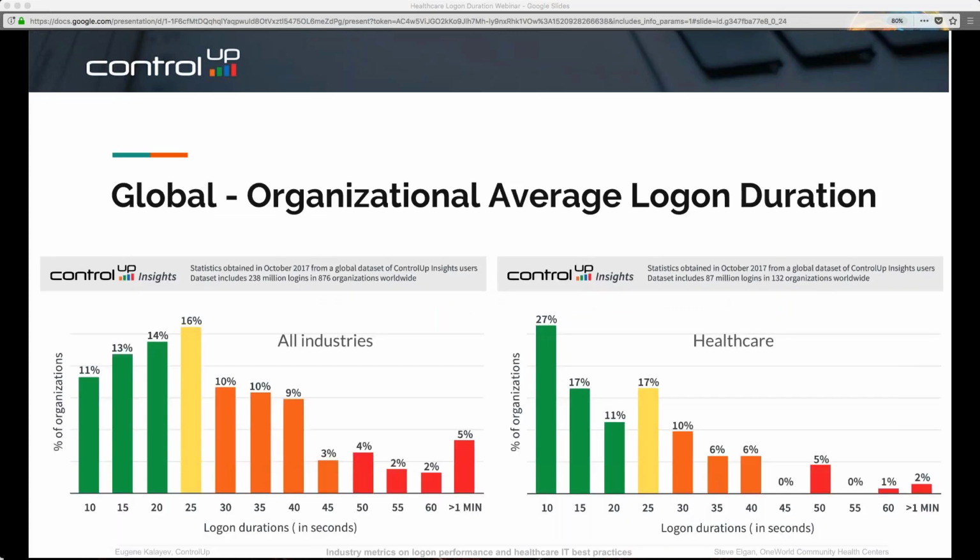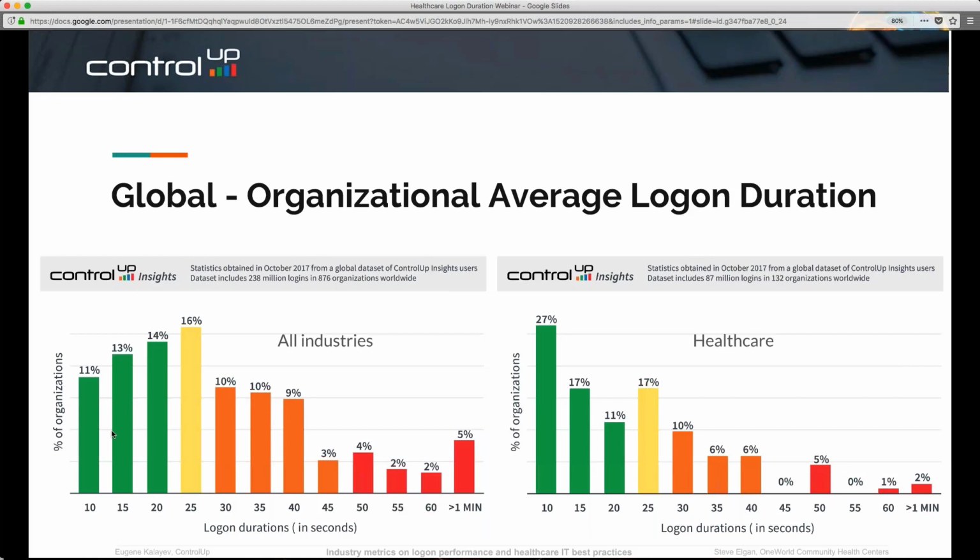So I'd like to go back a little bit to the global perspective, and we're looking at our research and our huge sample of global logons. Basically, you can see here on the left, in the left chart, the averages from all industries, and you can see that 11% of organizations have an average logon duration of 10 seconds or less.